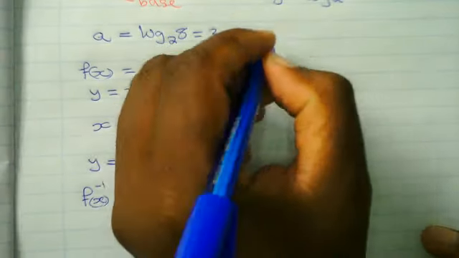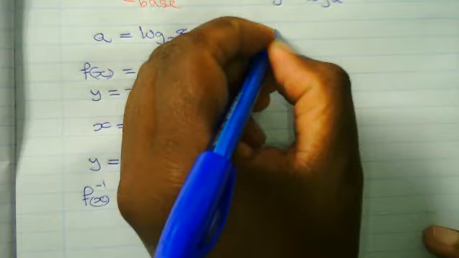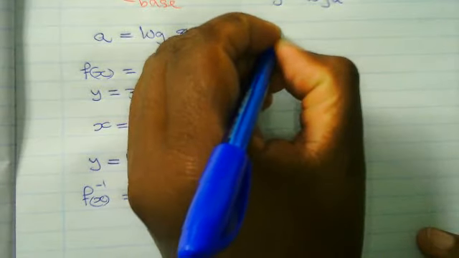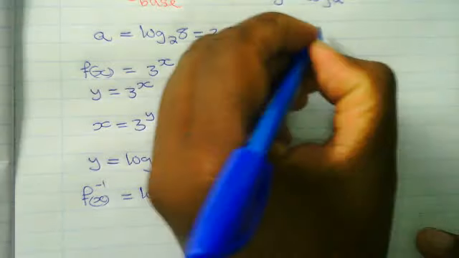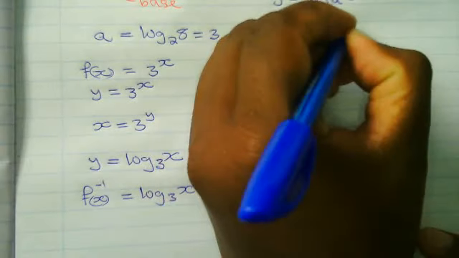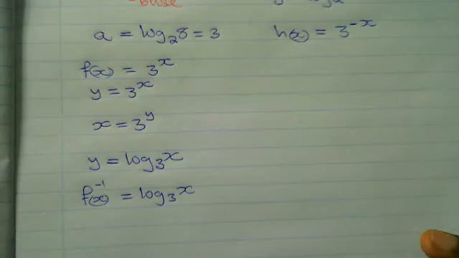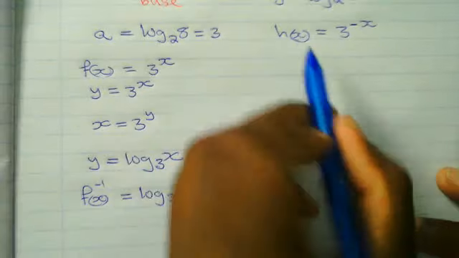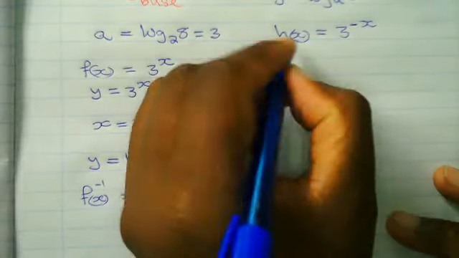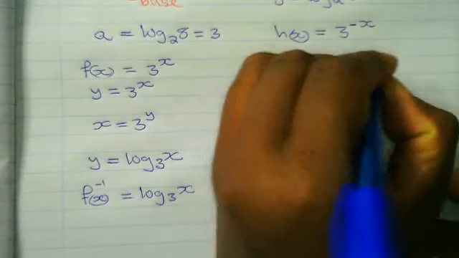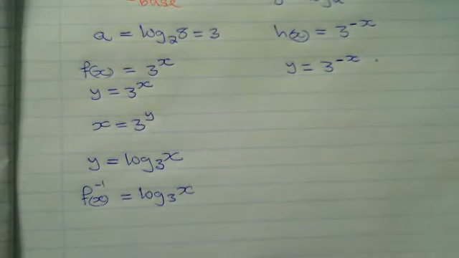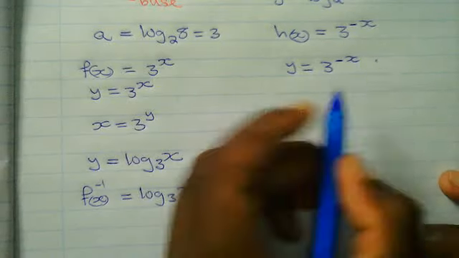I have just 3 examples here. The second one is h of x is equal to 3 raised to negative x. Alright, the first step, you write it in terms of y, that is y is equal to 3 raised to negative x, and then swap the x and the y.